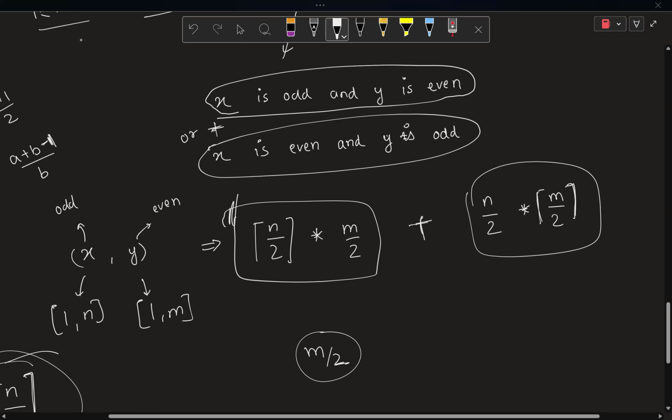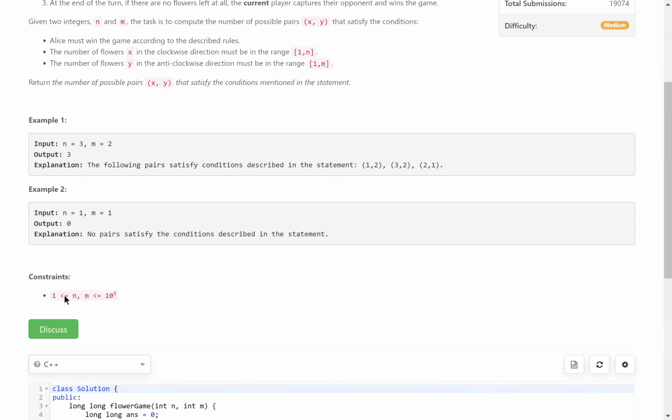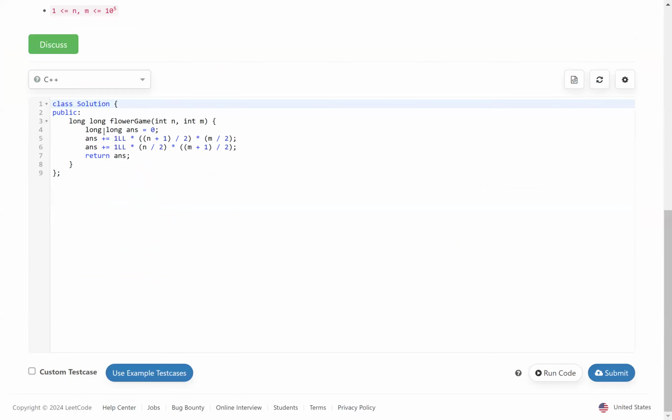So I hope this explanation did help you out. I hope it did make sense. Now let me show you my code. So what I did is I just had a long integer being initialized first, and then I added n plus 1 by 2 to know the number of odd integers in the first n natural numbers multiplied with m by 2, which is the number of even integers in the first m natural numbers, and similarly the other way around, and added both of these expressions to answer and then return answer. Simple. If you want, you can just write both of these things together in one line, and you will have a very cool one-liner solution for the problem.